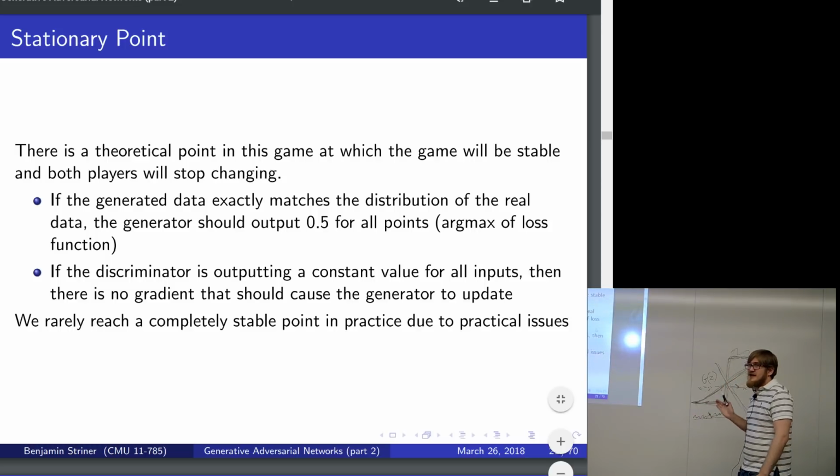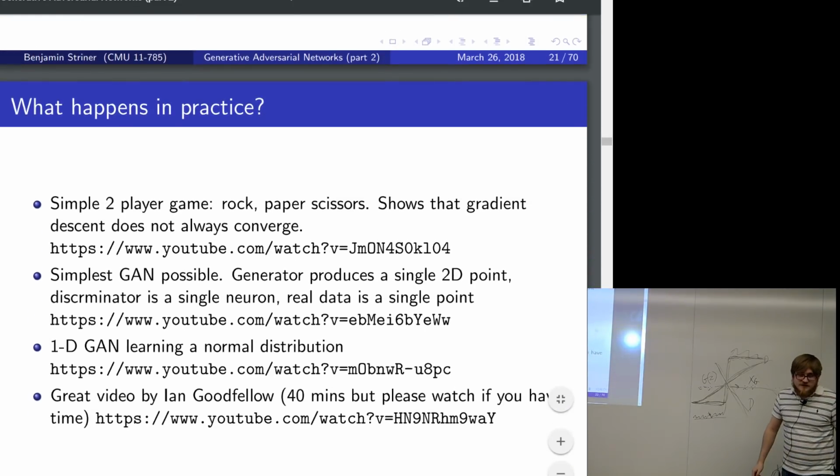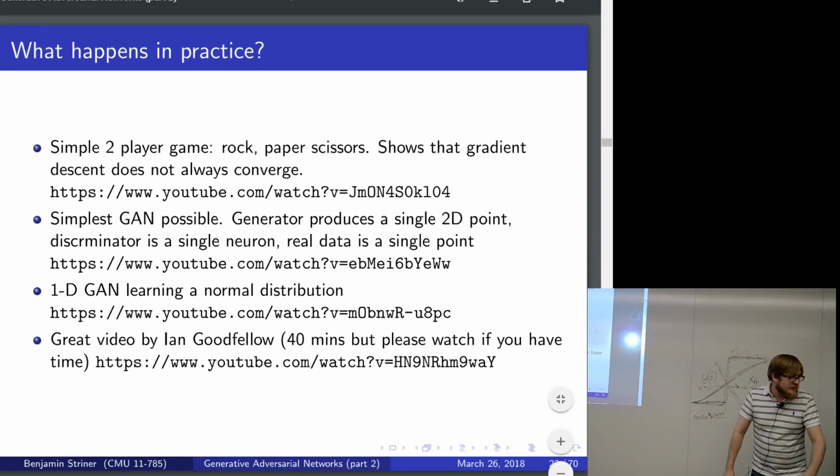That does not mean you will hit it, but that is what the stationary point looks like if you were ever to get there. But in practice, we have a lot of issues getting to it, and we're going to talk about ways to regularize ourselves towards that point. So in practice, we're starting with something not unrelated to GANs, but something with just simple games and gradient descent.